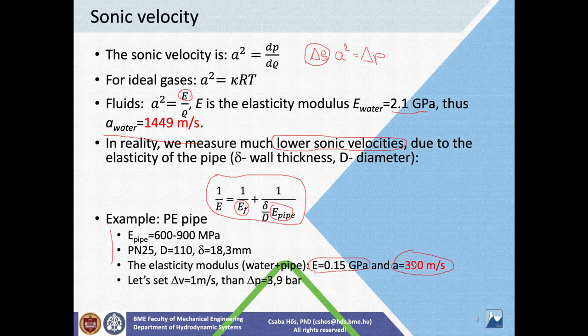Even more interestingly, if now you say that within this pipe I have a velocity change of 1 meter per second, this will result in 3.9 bars of pressure difference, extra pressure, okay? Don't forget, this extra pressure is superimposed to the system pressure, either in the positive or in the negative direction, depending on the location of your valve.